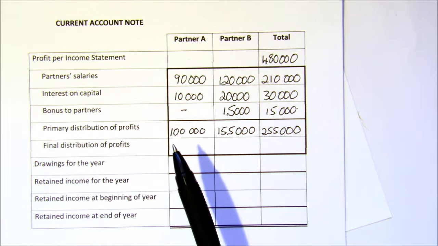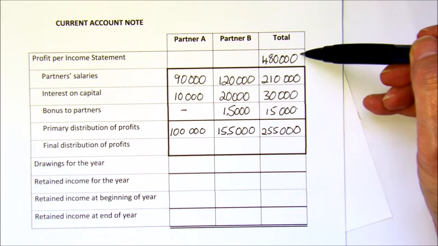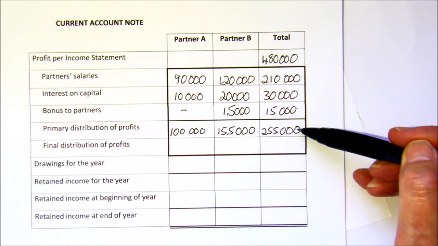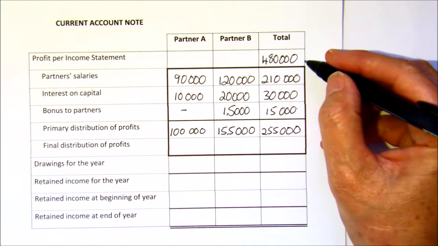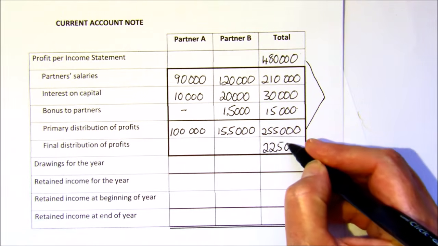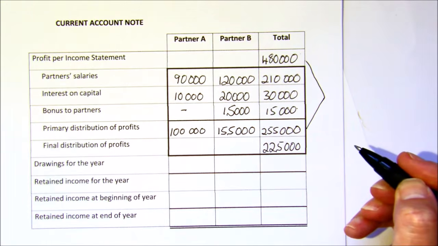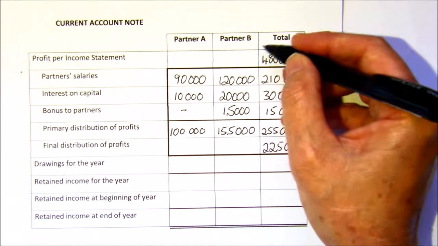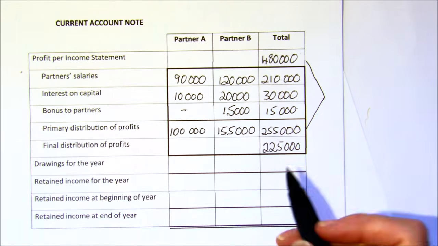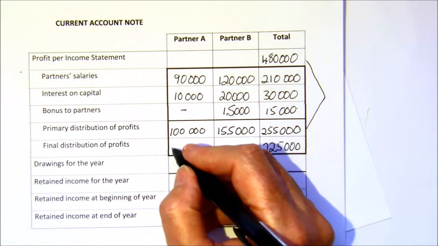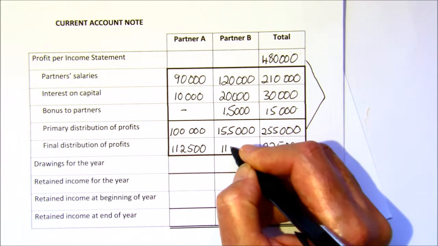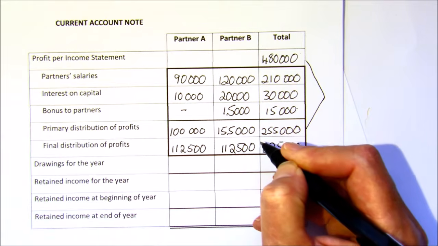Now, the final division. Remember, we had 480. We've already paid out, allocated 255. So if we subtract these two from each other, we are left with 225,000. So these two here must equal that 480. And then in the previous exercise, we said we were going to divide this equally, and so they each got 112,500.